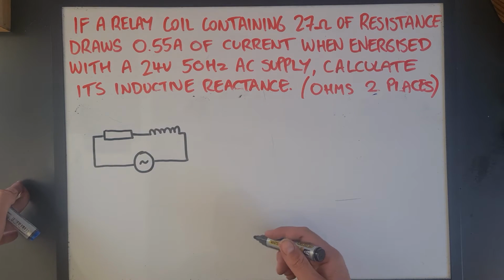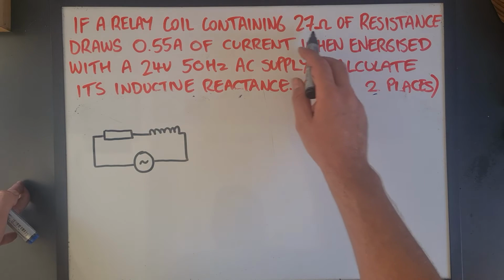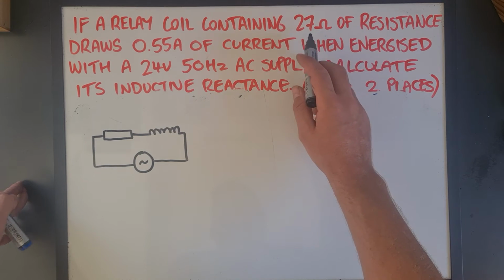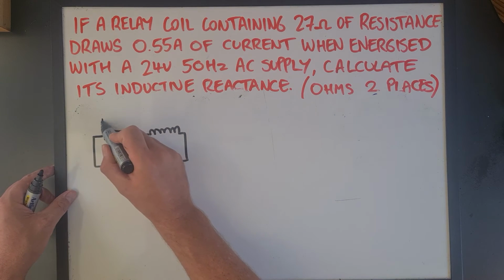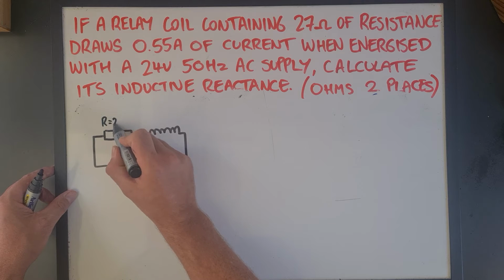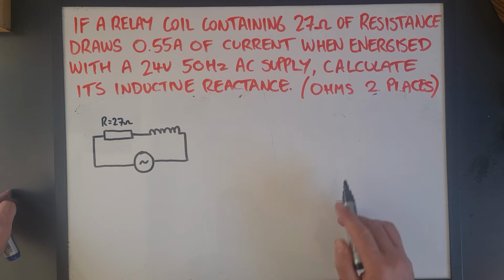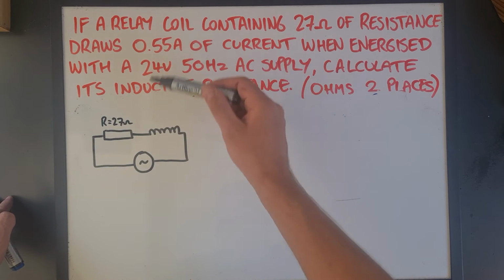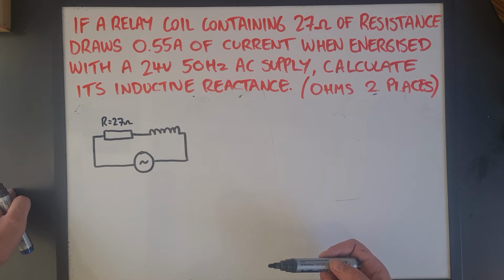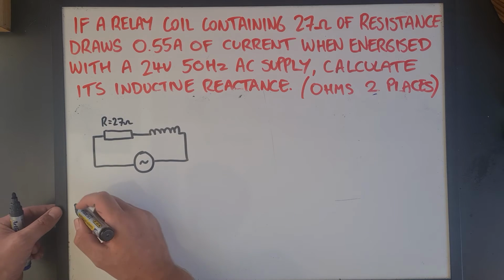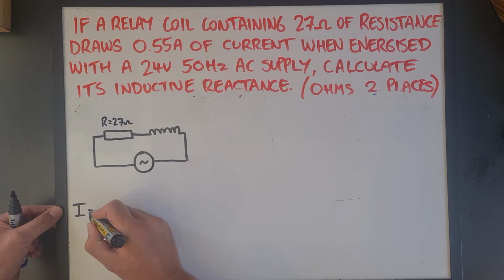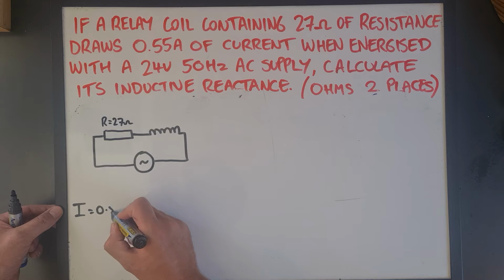and pop it onto the circuit. So first up, we've got resistance of 27 ohms. So I'm going to write that value above our resistance. R is equal to 27 ohms. Okay, what else do we know? We've got a current of 0.55 amps. So I want to make a little list of all the values that were told in the question down the left-hand side as well. 0.55 amps.